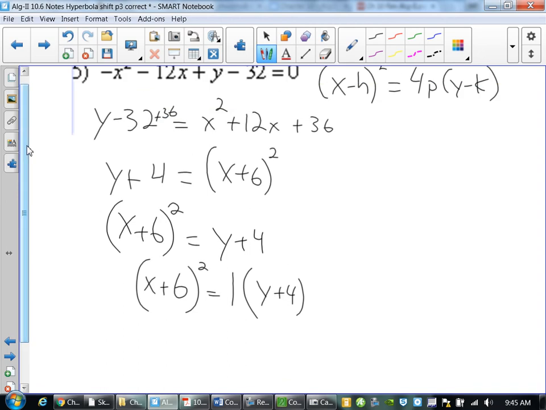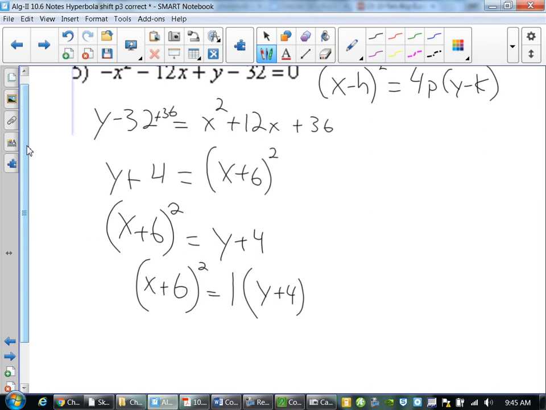I completed the square. In order to turn it into a perfect square trinomial, I took half of 12, which is 6 squared, and I add 36 to both sides to keep it balanced. That's when we completed the square. I'm supposed to just write this down. So, I'm sorry, go ahead.